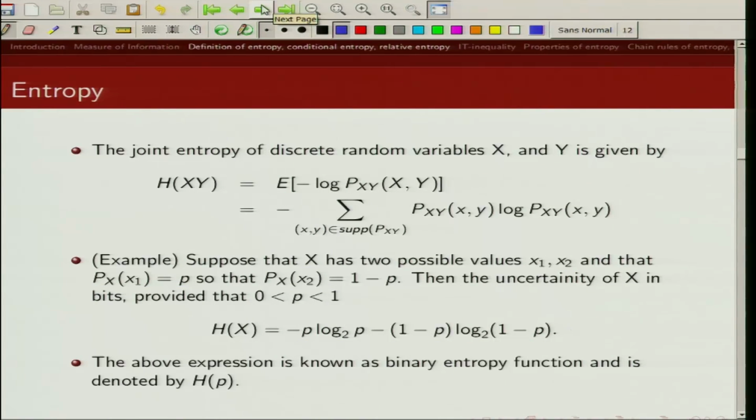Now this expression has a special name. It is called the binary entropy function. It is denoted by H of p. In many books they use the small notation, small h of p. I am avoiding the small notation to avoid confusion with differential entropy, which we will define when we talk about continuous random variables. So I am denoting the binary entropy function by capital H of p.